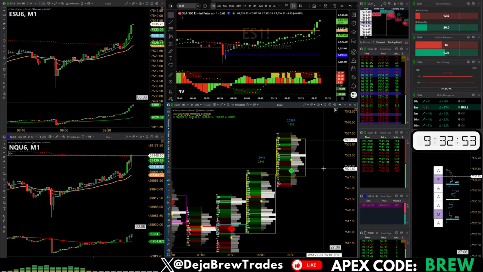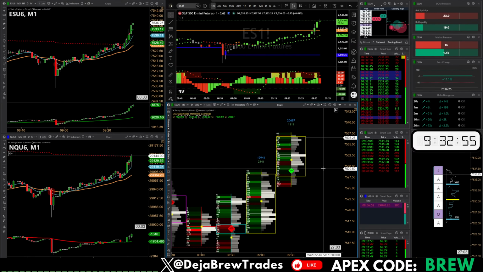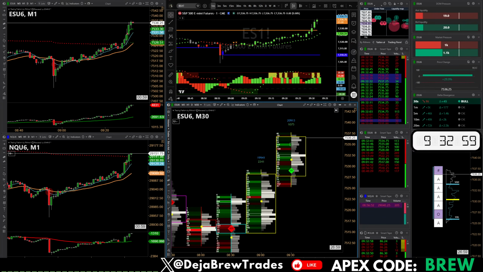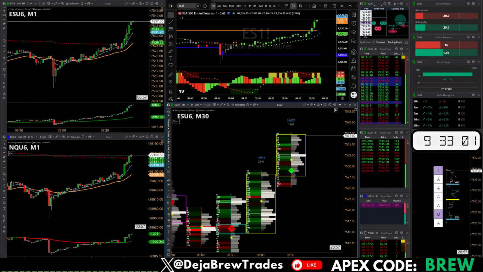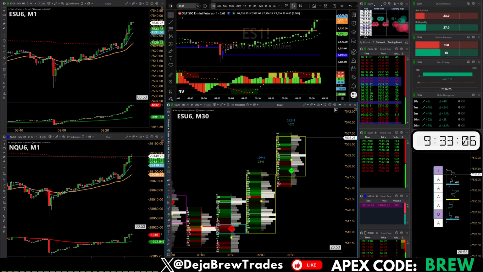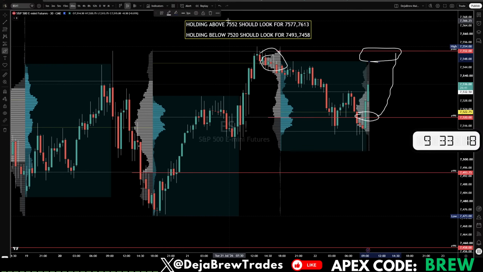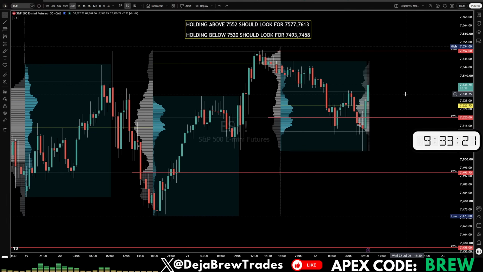No reaction on VWAP here. This is trying to recover that P-shape value. We recovered the value low. It's trying to recover back into that value high. So keep an eye on that around 45 to 52. But if it can't stay above 52, then it's not really bullish.